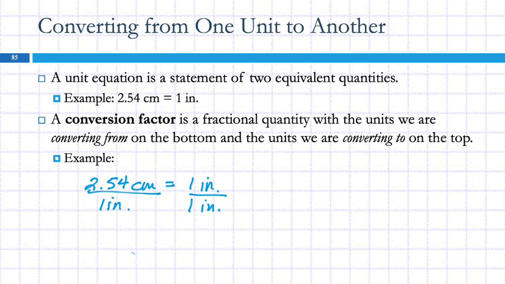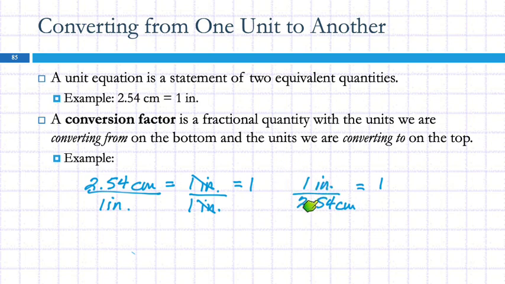can't write. This side, 1 inch divided by 1 inch, cancels out, right? And is equal to 1. So 2.54 centimeters divided by 1 inch is numerically equal to 1. I can do it the other way by dividing both sides by 2.54 centimeters, and then I'll end up with 1 inch over 2.54 centimeters is equal to 1.